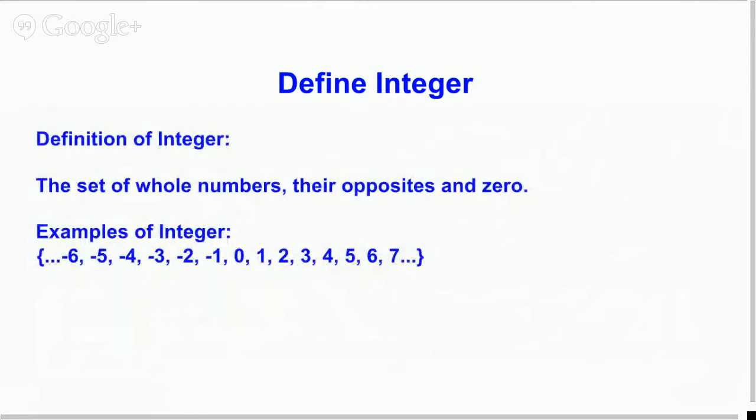An integer is the set of whole numbers, their opposites, and 0. So 0 is an integer, 1, 2, 3, 4, 5, 6, 7, all the way to infinity. And then also, all negative numbers are also integers. As long as they are whole numbers, they are integers.